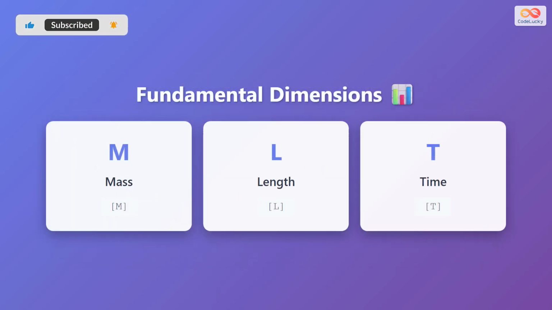Every physical quantity in the universe can be expressed using three fundamental dimensions. The first is mass, represented by the symbol M and written in square brackets as [M]. The second is length, represented by L and written as [L]. The third is time, represented by T and written as [T]. These three fundamental dimensions form the building blocks for all other physical quantities we encounter in physics. By combining these basic dimensions in different ways, we can express velocity, force, energy, and countless other quantities.